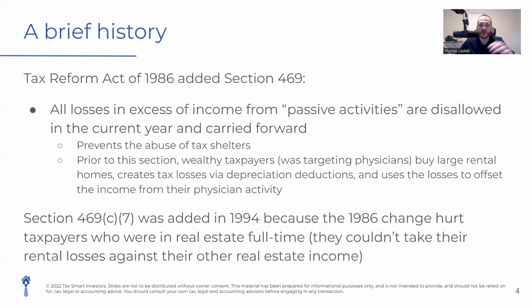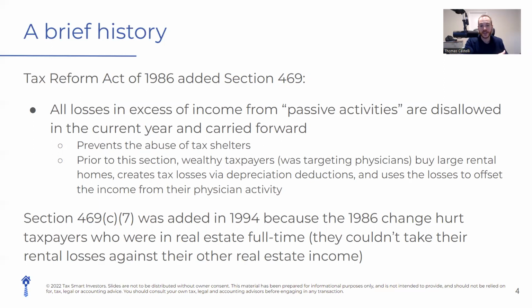All right, so I want to give a quick breakdown and a quick overview of how these passive activity rules came into play, because it's helpful to understand why we even have to jump through all these loopholes to take our losses from our rental properties in the first place. Okay. So basically, Section 469, known as the passive activity rules that made all rental activities passive, was passed under the Tax Reform Act of 1986 under the Reagan administration.